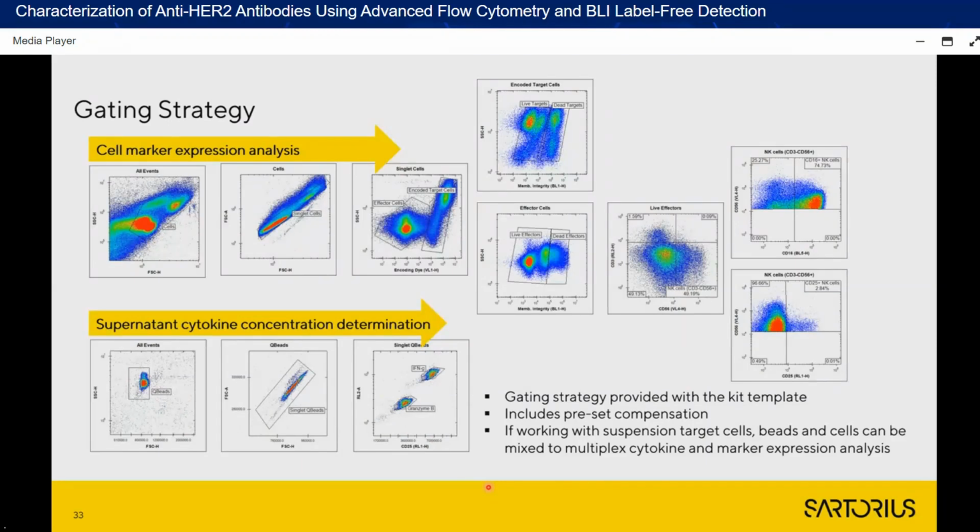Usually, for example, if we were working with suspension target cells, we would multiplex the analysis of the cells and beads, and so distinguish all of this from a sample taken from a single well. The reason we've had to split this out today to separately analyze the cells and the supernatant cytokines is because of the use of the adherent target cells, so those AU565s. So obviously we need to take a sample of our supernatant out and transfer that to a separate plate before we can then start to remove the media to lift the AU565 cells from the plate for the downstream cell analysis.